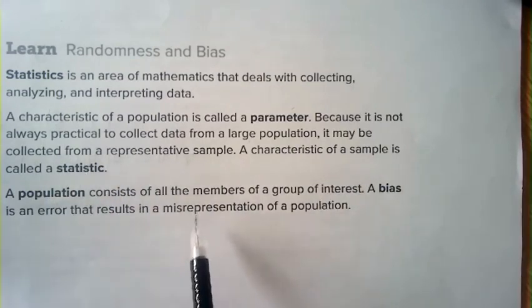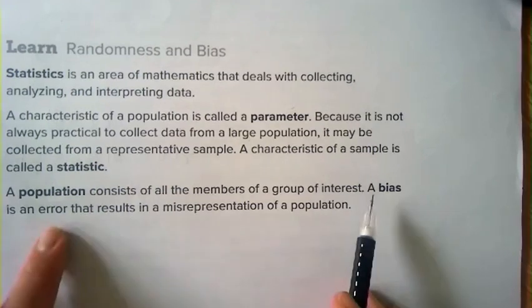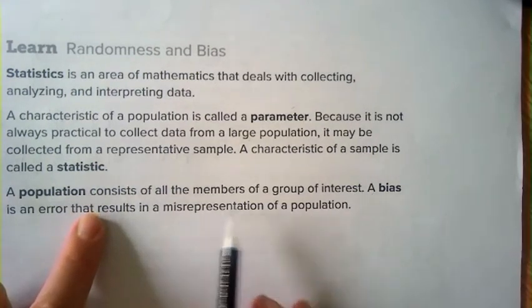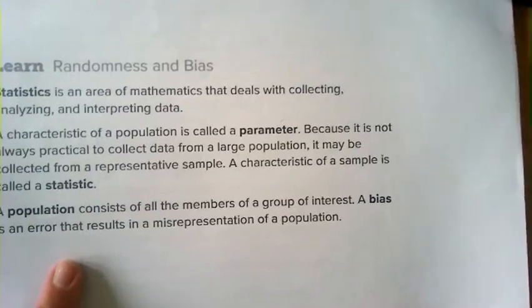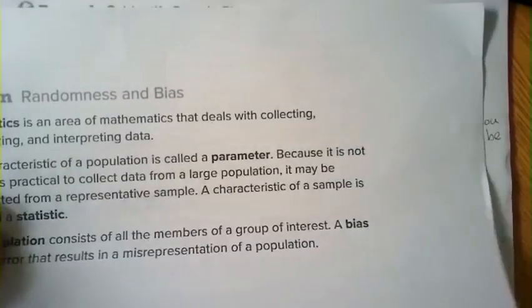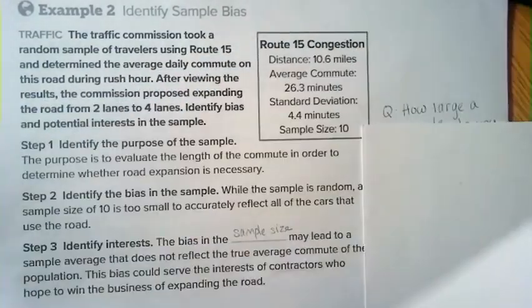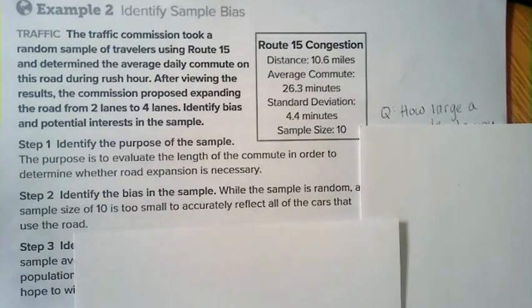A population can consist of all the members that are in there, and the bias is an error that would result in a misrepresentation. So maybe they are misleading you by the way they worded a question. All right, let's look at this first guy here. So they want you to be able to identify a sample bias.